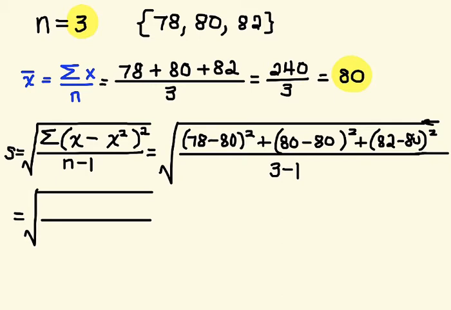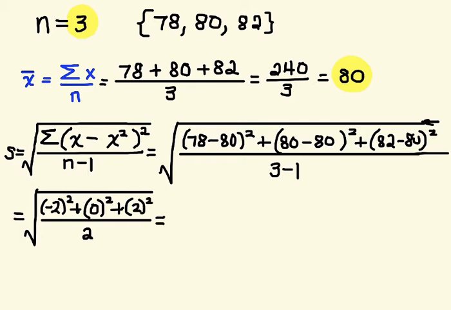And what we end up with in the denominator is 3 minus 1, which is 2. And in the numerator, I have 78 minus 80. That's a negative 2 squared. You're going to notice that because each one of these is squared, we lose the negative sign, because if you square a negative, it becomes positive. We have 0 squared. And then the last one, 82 minus 80 is 2, so we have 2 squared.